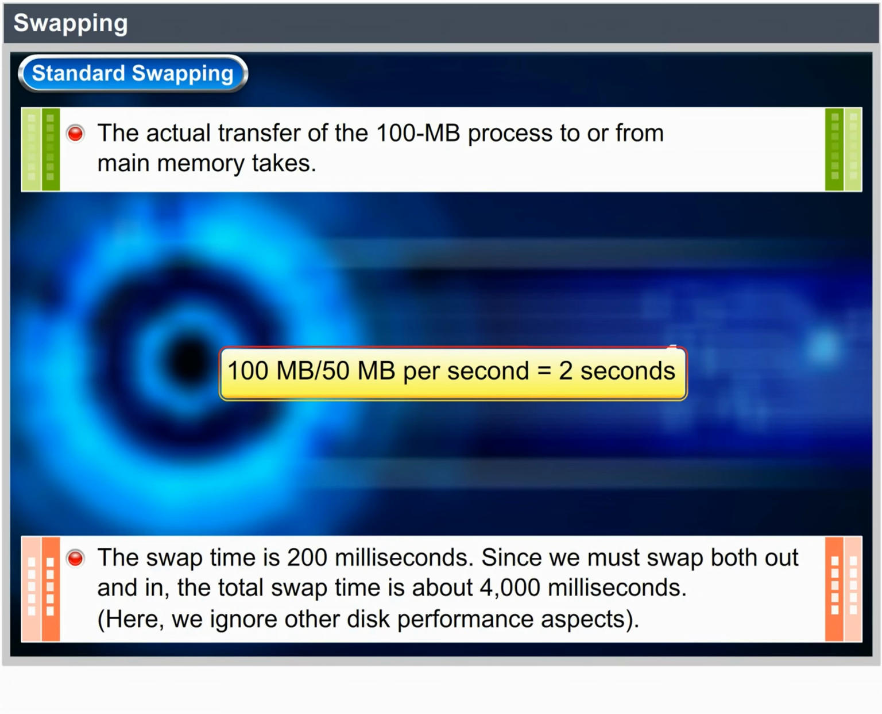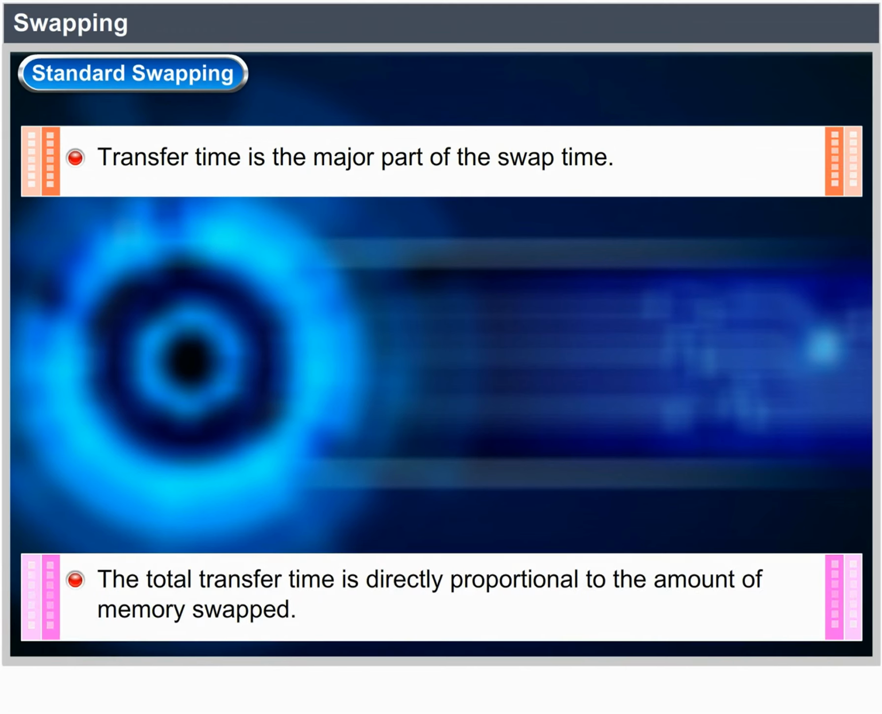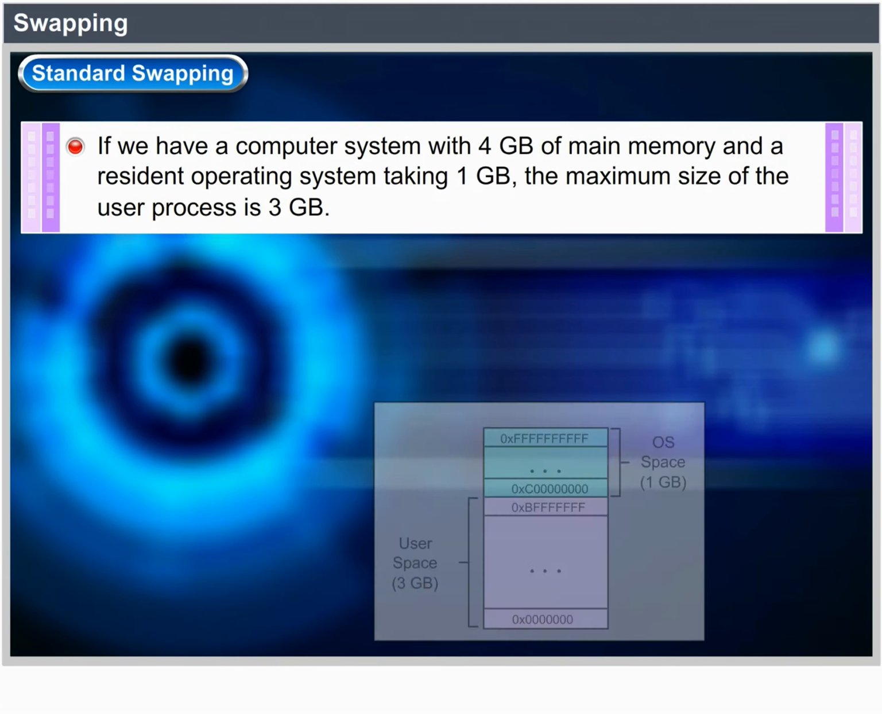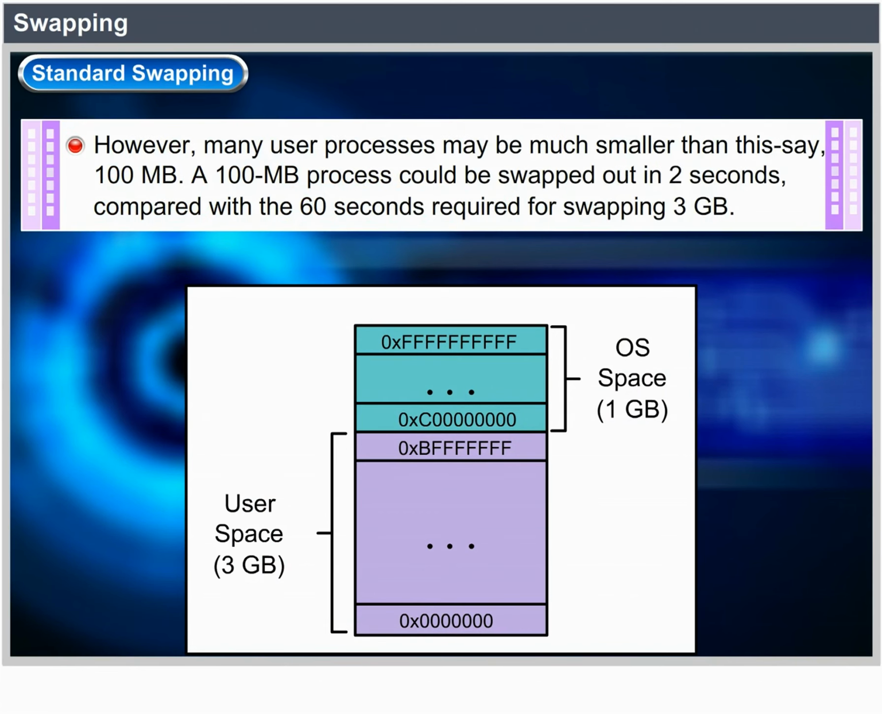Notice that the major part of the swap time is transfer time. The total transfer time is directly proportional to the amount of memory swapped. If we have a computer system with 4 GB of main memory and a resident operating system taking 1 GB, the maximum size of the user process is 3 GB. However, many user processes may be much smaller than this, say 100 MB.